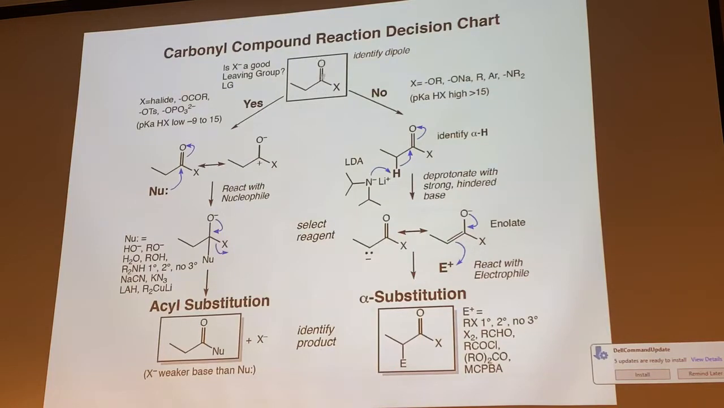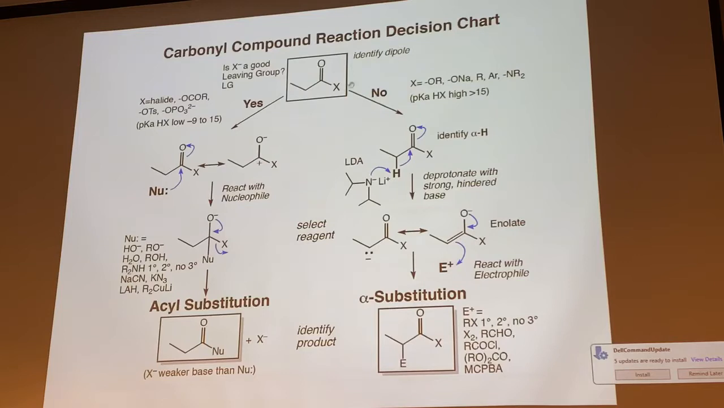So I identify a reactivity, the partial positive position here. That's the first thing to identify. And then make the decision, is X a good leaving group or not? Well, it's a good leaving group if the conjugate acid here is low, pKa-wise, right? That means X, as a heteroatom, as an oxygen, a halide, whatever, can come off as a stable anion, okay? So that means you're going to follow this pathway here that we've been covering. Nucleophilic addition, tetrahedral intermediate, and here's our good leaving groups. We've looked at a lot of different nucleophiles, right? And that leads to acyl substitution.